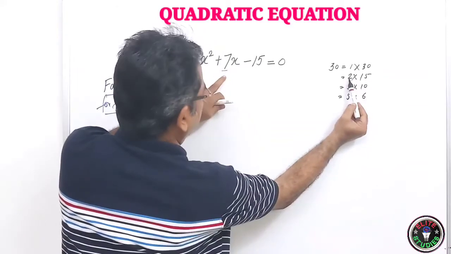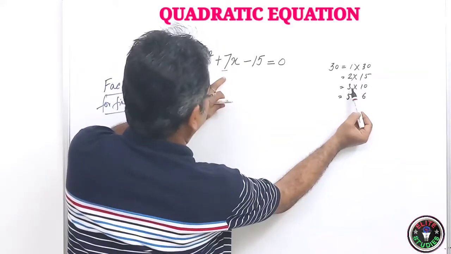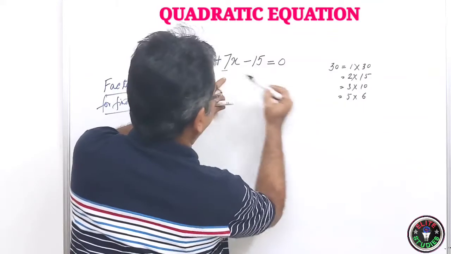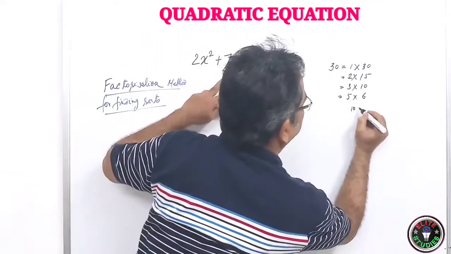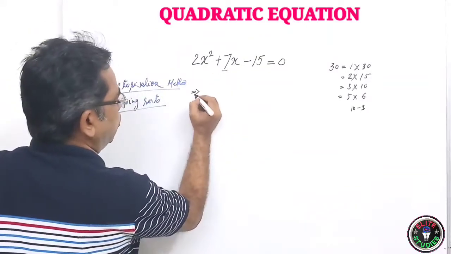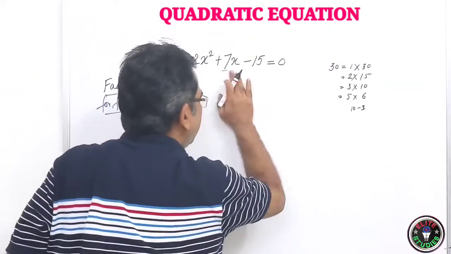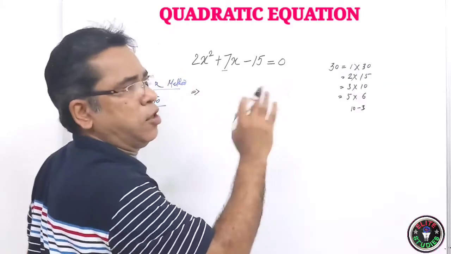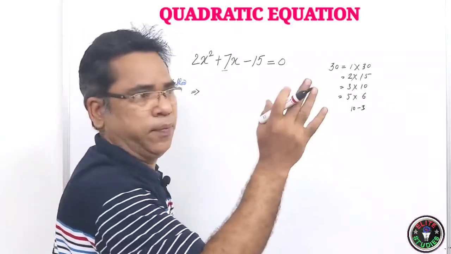15 minus 2, 13. No. 10 plus 3, 13. No. 10 minus 3, 7. So 10 minus 3, you are getting 7. So how will you split it? Now we will split the middle term. This factorization method is also called splitting the middle term method.